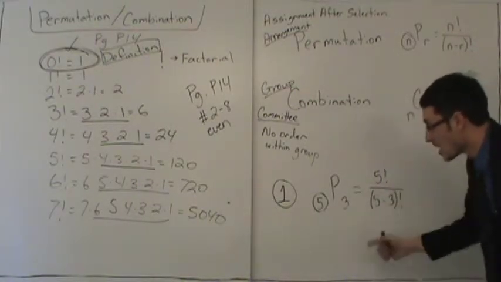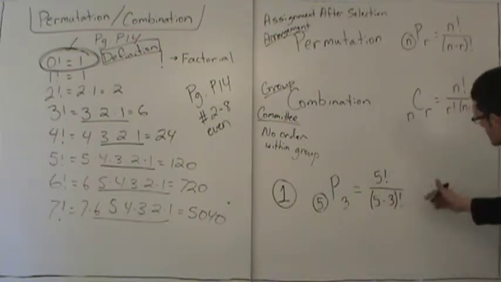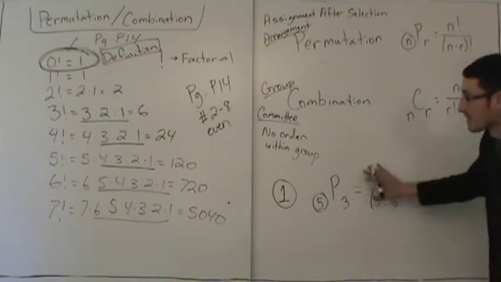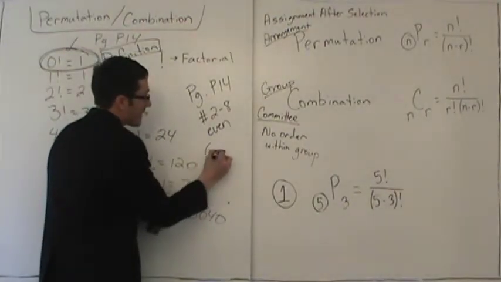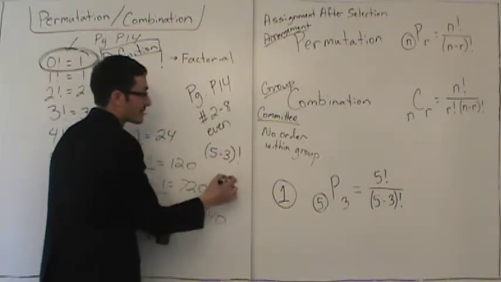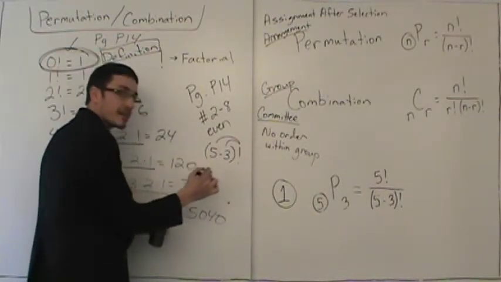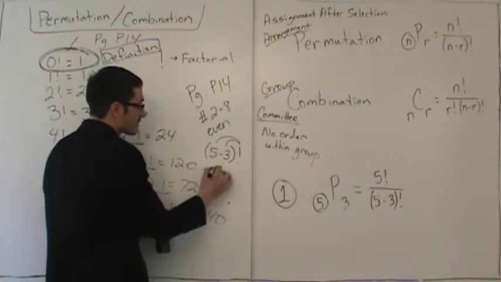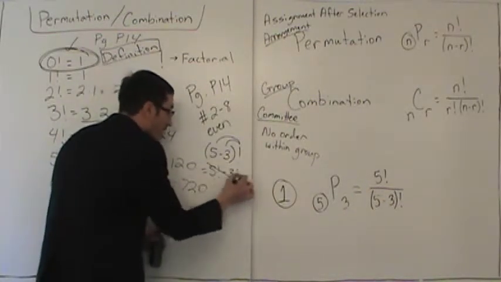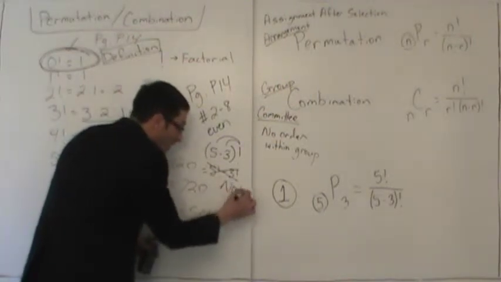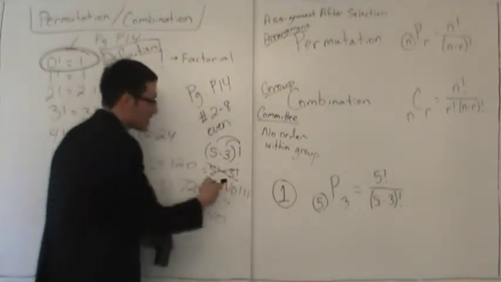Now, don't do this. Before we even go any further, my question is, look here, 5 minus 3 factorial. Does the distributive property apply here? Is this equal to 5 factorial subtract 3 factorial? The answer is no. Don't make this mistake. There is no distributive property here.